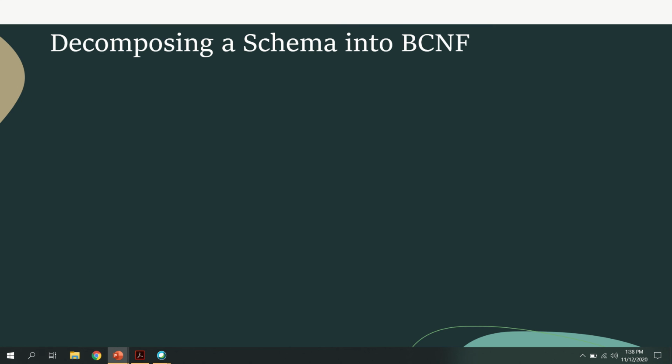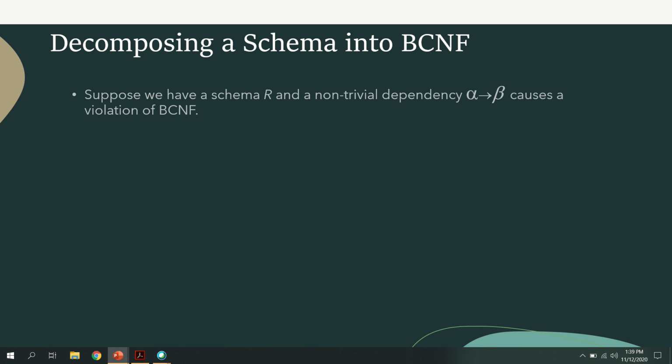The next is a simple method which will help you to make a table into BCNF, that is, how to decompose a table into BCNF. Suppose that a table schema is given. You know what is the meaning of a schema? Schema means we are just specifying the attributes inside our table, that is the structure of our table. Structure means how many attributes, which are the attributes present inside the table.